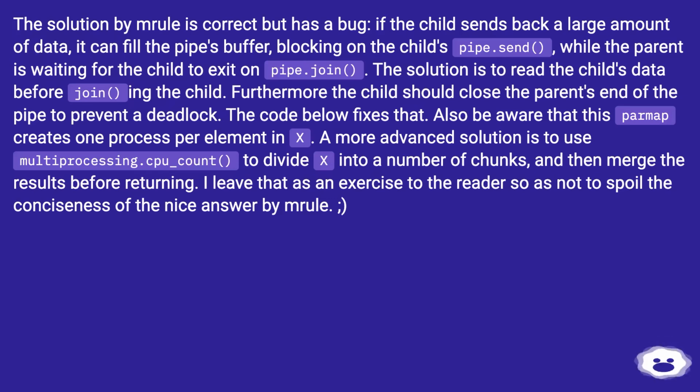Also be aware that this Pool.map creates one process per element in X. A more advanced solution is to use multiprocessing.cpu_count to divide X into a number of chunks, and then merge the results before returning. I leave that as an exercise to the reader so as not to spoil the conciseness of the nice answer by rule. Winky face.